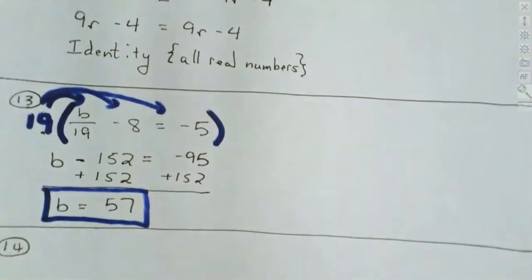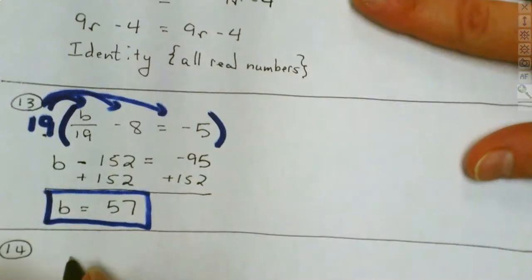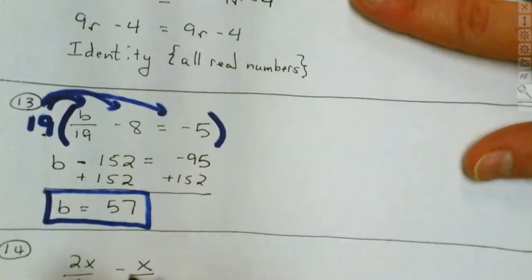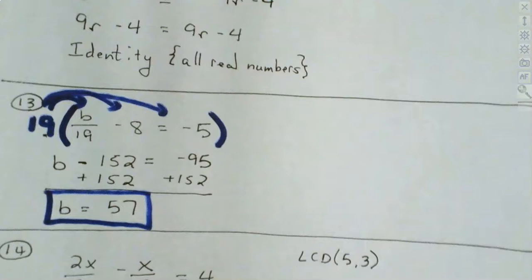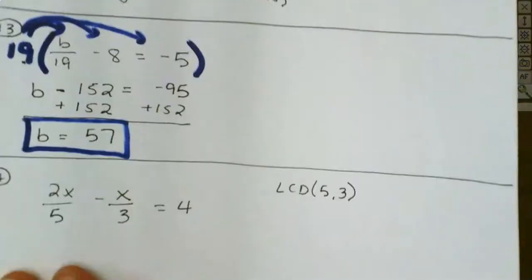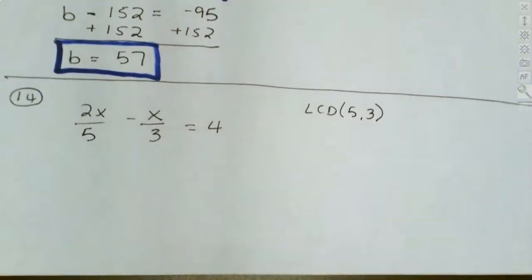Question 14. Very similar to 13. We need to clear our fractions at the very, very beginning. And we need a least common denominator. And so we're going to look at 5 and 3. Now, how do we find our least common denominator? Well, what we do is we start with our larger number. And so our larger number is 5.